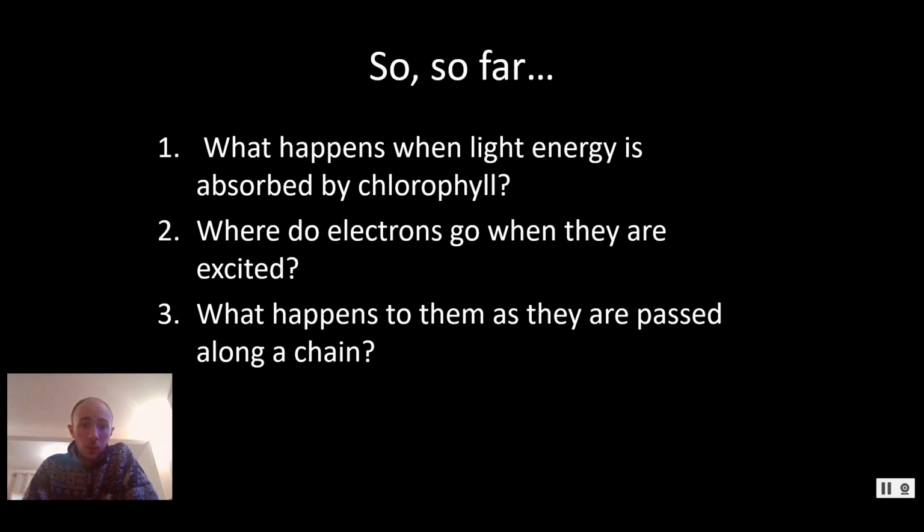So, when light energy is absorbed by chlorophyll, it excites electrons. Where do electrons go when they're excited? They get attached onto the electron carrier proteins. And what happens to them when they're passed along? They lose some energy. So far, I hope, so easy. If you didn't get that, go back and listen again, or ask me in a lesson or at lunchtime or break time if you still don't understand.